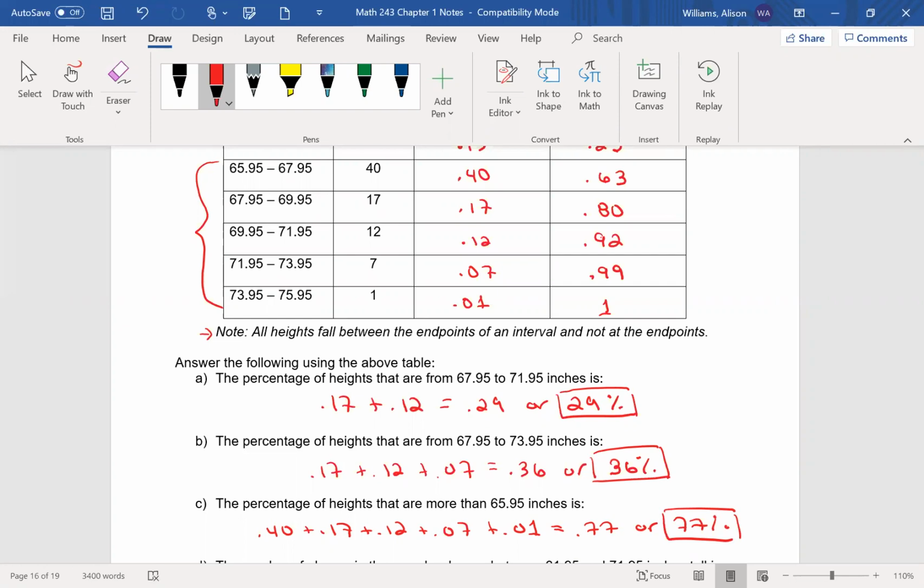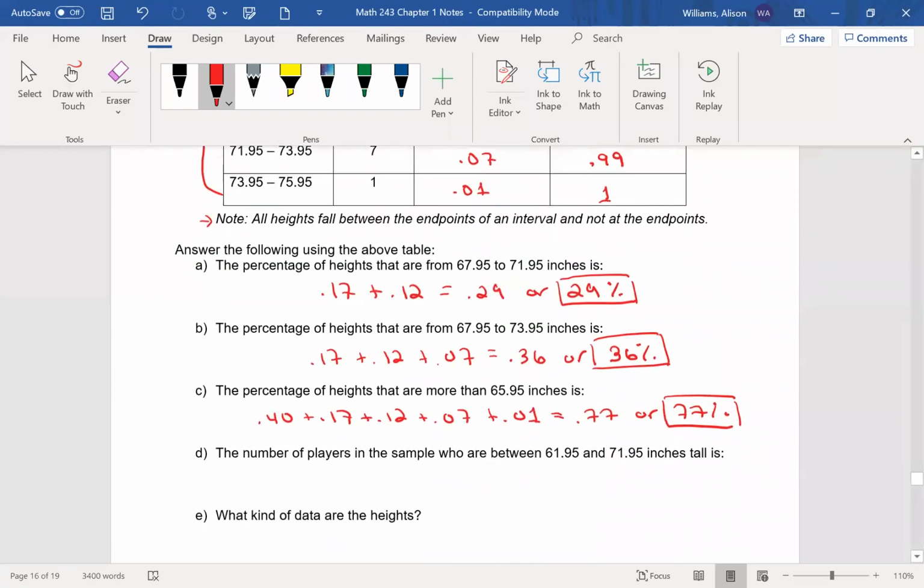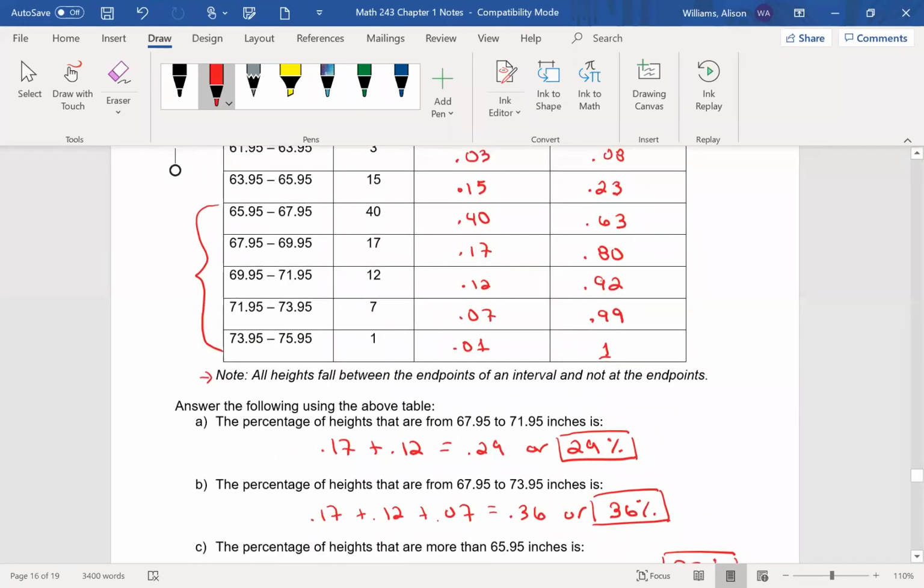All right. Now, the next one, I'm going to scroll down and I'm going to have to scroll back up to look at the table. So the number of players who are between 61.95 and 71.95. Now, notice this is a different question. They're not asking for a percent. They're asking for the number of players. So they're asking me for the frequency. They want to know how many players are between 61.95 and 71.95.